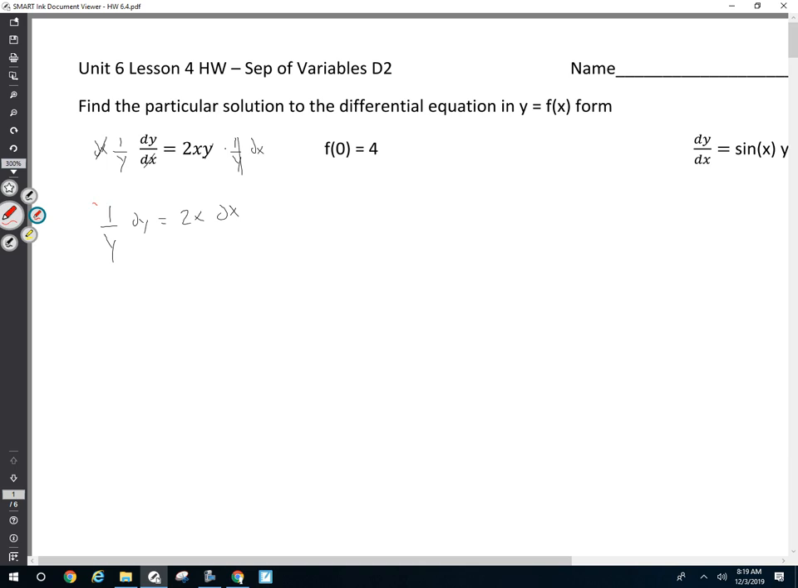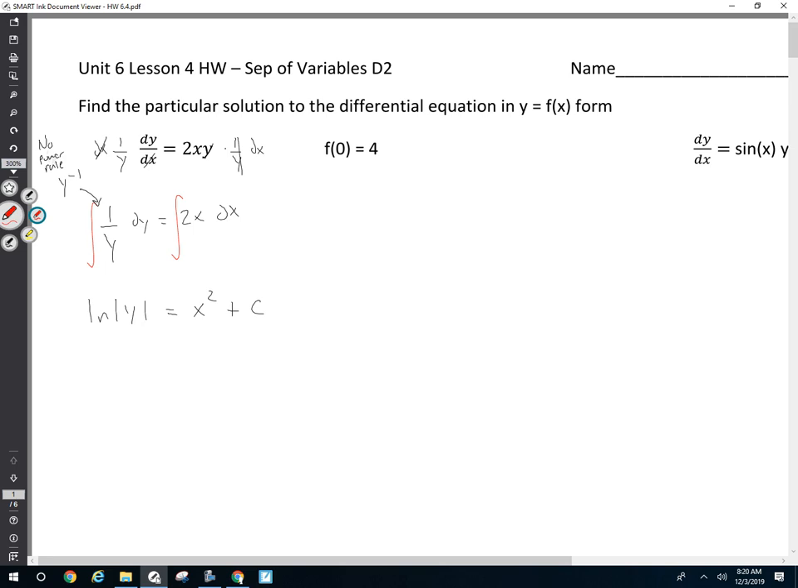I'm going to take the antiderivative of both sides. And the antiderivative of 1 over y, we remember, is log absolute y. We cannot use the power rule for y to the negative first. It doesn't work. It works for every other exponent, though. So remind yourselves of that. The right side, don't forget your plus c.